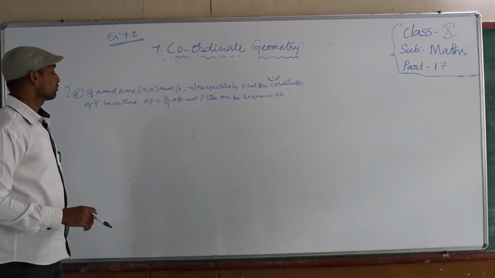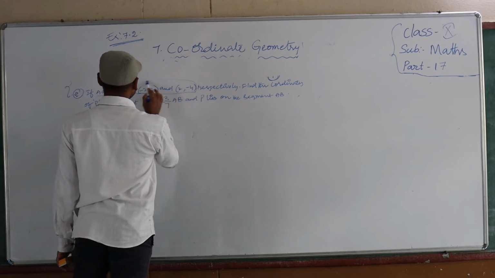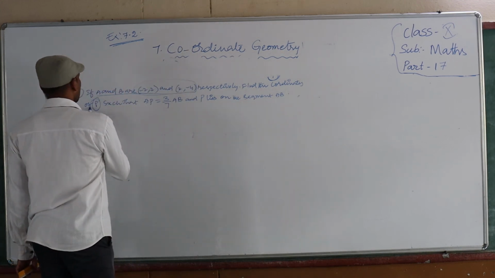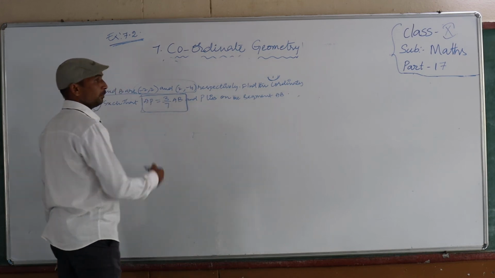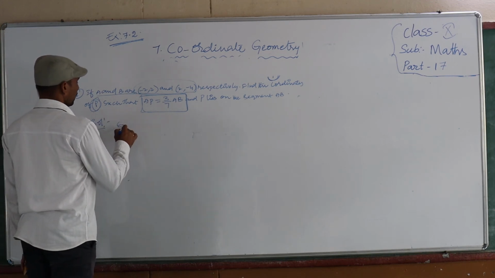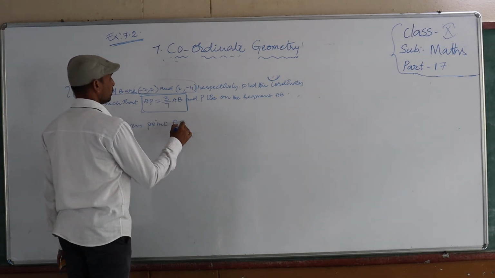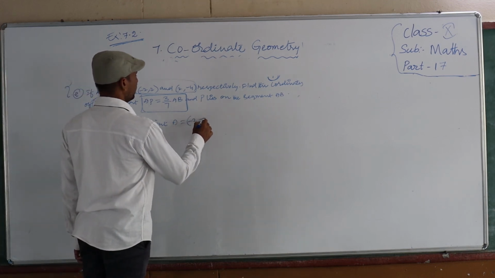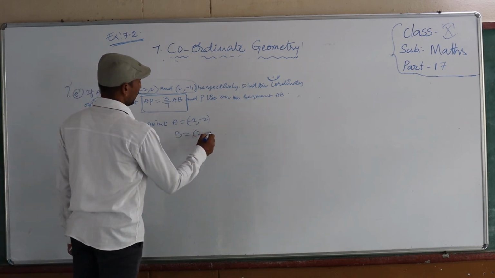Okay, so here the next problem is: if A and B are the given points, this is a line segment, find the coordinates of P such that AP is equal to 3 by 7 AB. Solution: the given points are A is equal to (minus 2, minus 2), B is equal to (2, minus 4).